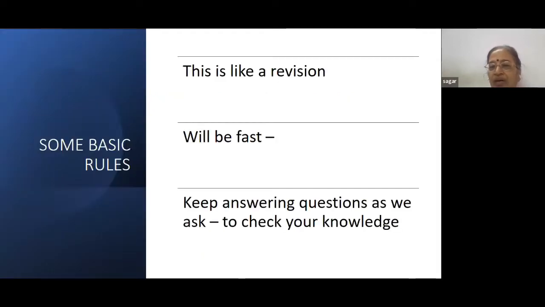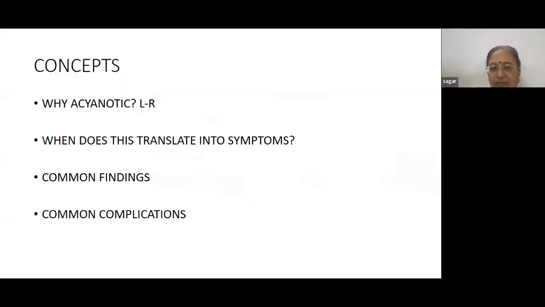So the rules of the game are that this is a revision class, so I will be fast. And for all postgraduates, I would request you to keep answering questions as we ask. You need not say it openly, but keep a notebook or a phone, so that before the answer comes up, if you answer to yourself, it's one way of checking your knowledge. Since there are no first years, it's only third years and second years, I thought I could be a little faster than my usual classes.